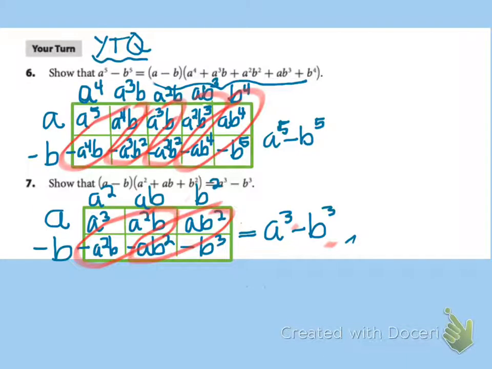All right, so thanks for giving those a try. And in each case, you were able to verify that the big, long, messy polynomial multiplication actually did equal the much simpler other side of the identity. So in the first case, a to the 5th minus b to the 5th, and in the second one, a to the 3rd minus b to the 3rd.